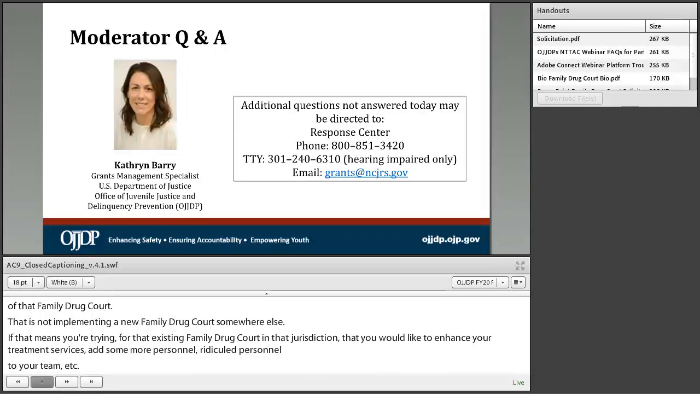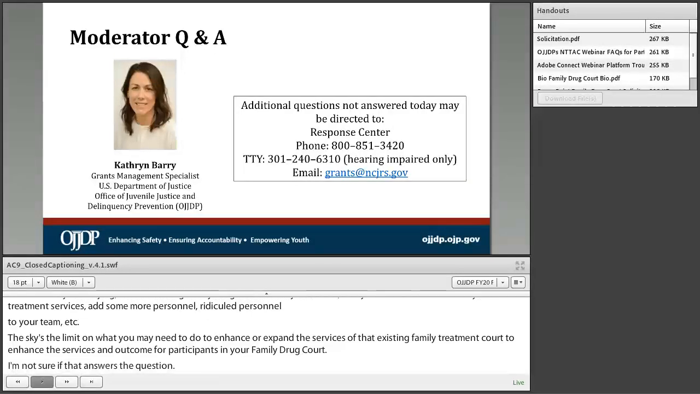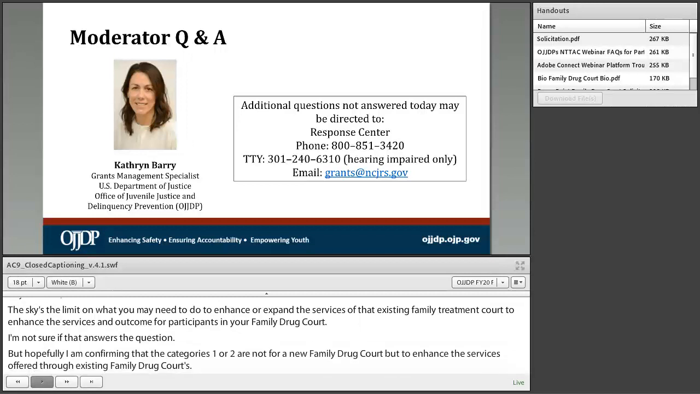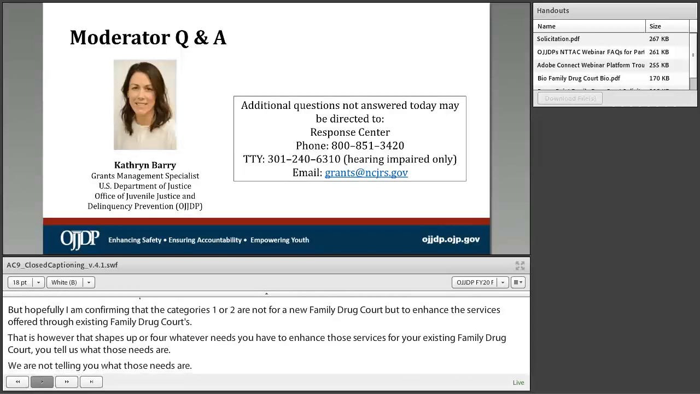I'm not sure if that answers the question, but hopefully I'm confirming that Categories 1 and 2 are not to fund new family drug courts. They're to enhance the services being offered through existing family drug courts, and however that shapes up, or whatever needs you have to enhance those services for your existing family drug court, you tell us what those needs are. We're not telling you what those needs are, but we're trying to be kind of free and open on what you think your barriers or needs are in those 2 categories, and tell us what those are.